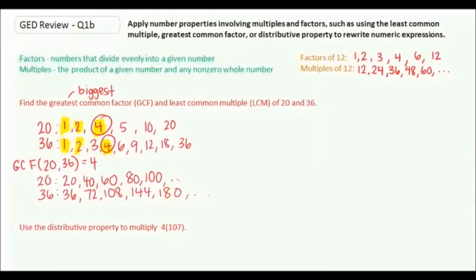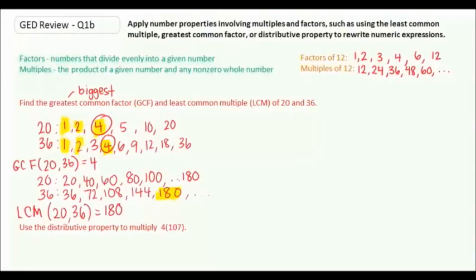We see here that one of the multiples of 36 is 180. All the multiples of 20 are either going to end in 20, 40, 60, 80, or 00. So the next multiple here that would match up with something on this list would be 180. So our least common multiple of 20 and 36 is 180.